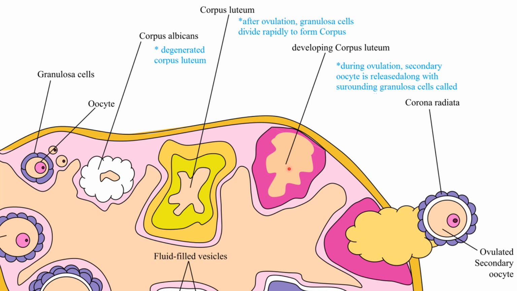This structure is necessary because it secretes progesterone, which is required to maintain the endometrium and therefore the pregnancy. So, for implantation of fertilized ovum, progesterone is required and therefore corpus luteum is also required. But if there is no fertilization, the corpus luteum will be degenerated into corpus albicans and the next cycle of menstruation will begin.